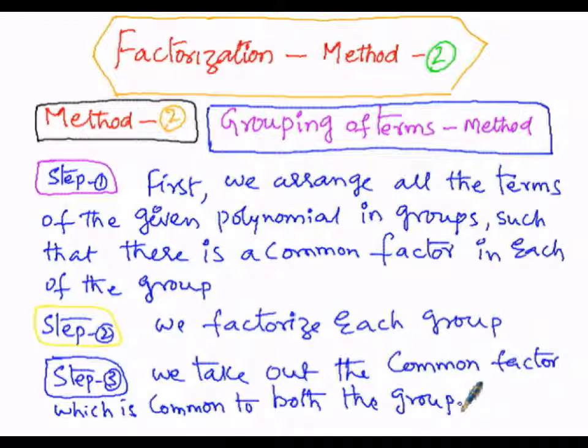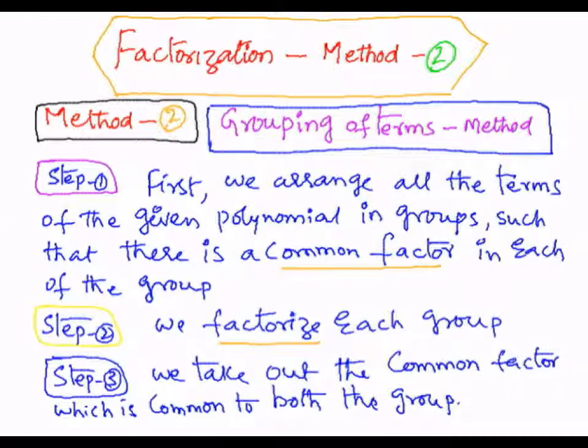grouping of terms. So in this method, first of all we will arrange all the terms of the given polynomial group-wise, in 2 groups or 3 groups. Then we will see in such a manner that each group consists of one common factor. Then later we will factorize those groups. Each and every group will be factorized as in the second step. Then as in the third step we will take out that common factor which exists in each and every group. So that gives us the factors of the given expression or the given polynomial by means of the method called grouping of terms.